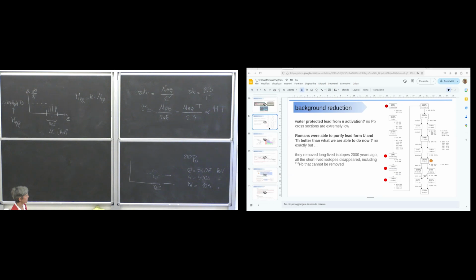So the Romans purified this lead, but I can do it even now. Maybe the Romans were very smart, but I think we can do something similar. We have the technology, we have electrical power, so we have some advantages. We can do the same. Therefore, this is not the real motivation. The difference is just that they did this 2,000 years ago.